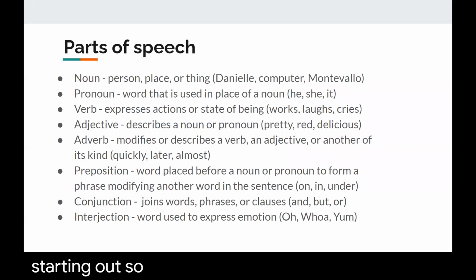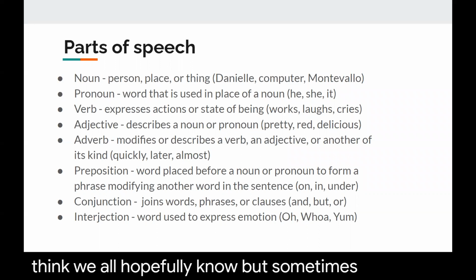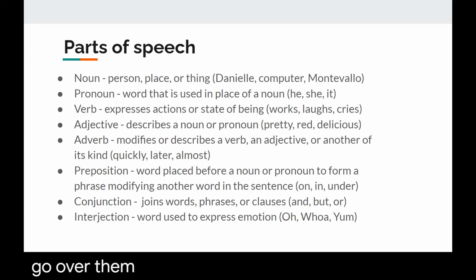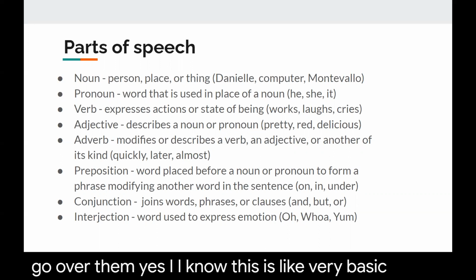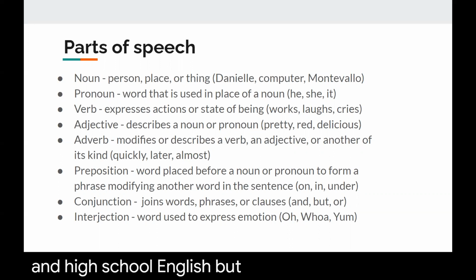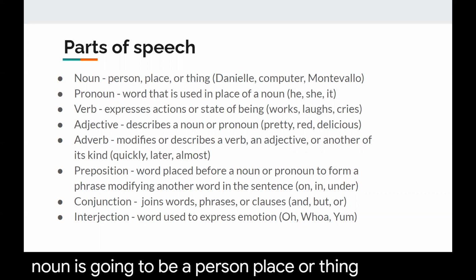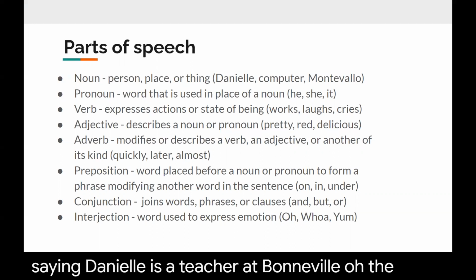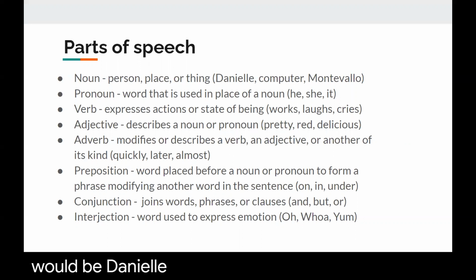So there are basic parts of speech that I think we all hopefully know, but sometimes we forget what these terms mean, but I'll be referring to them throughout the semester. So I just wanted to quickly go over them. Yes, I know this is very basic middle and high school English, but just so we know and are on the same page, I just wanted to go over these. So a noun is going to be a person, place, or thing. So if I'm saying Danielle is a teacher at Montevallo, the noun would be Danielle, things like that.